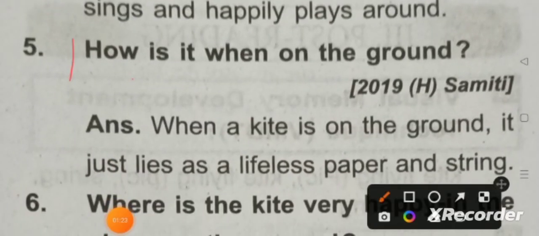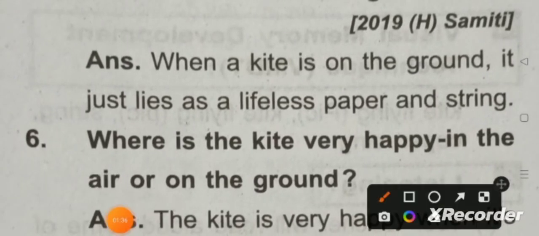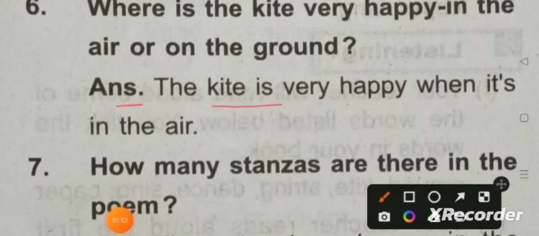Question 5. How is it when on the ground? Answer. When a kite is on the ground, it just lies as a lifeless paper and string. Question 6. Where is the kite very happy, in the air or on the ground? Answer. The kite is very happy when it's in the air.